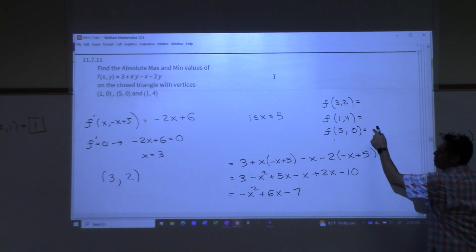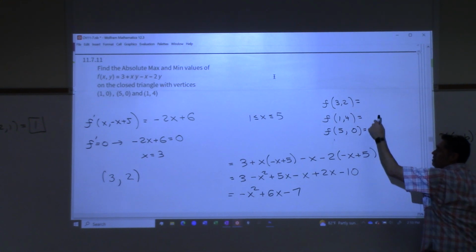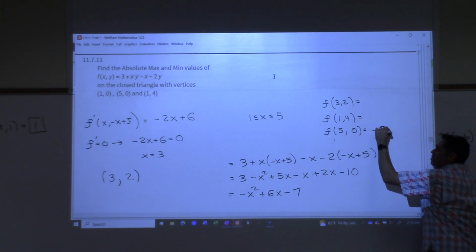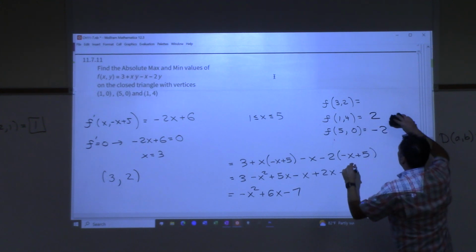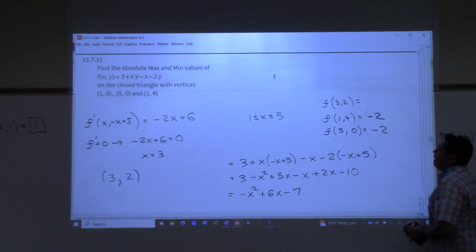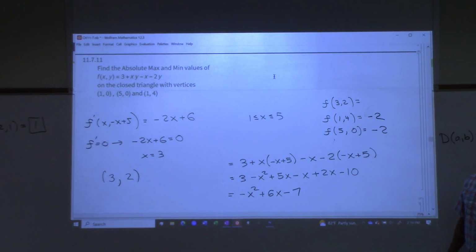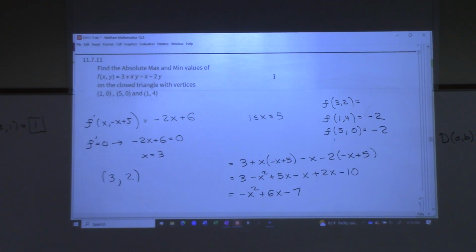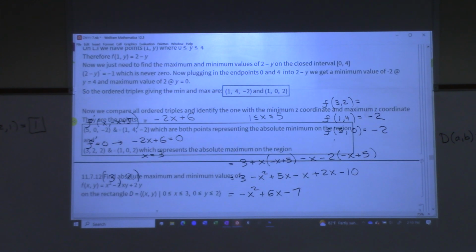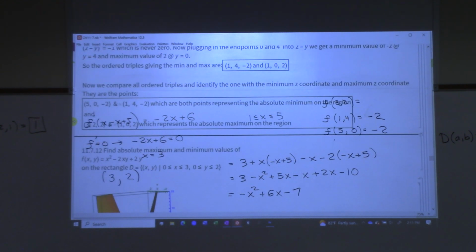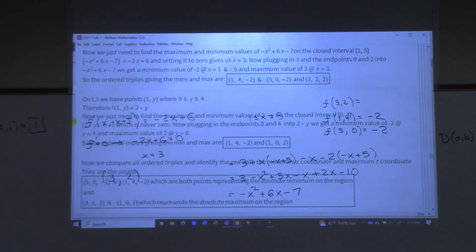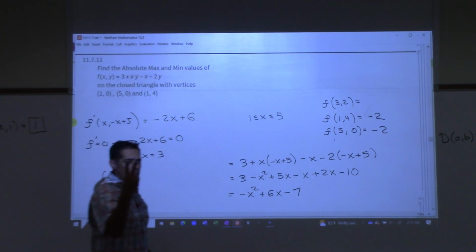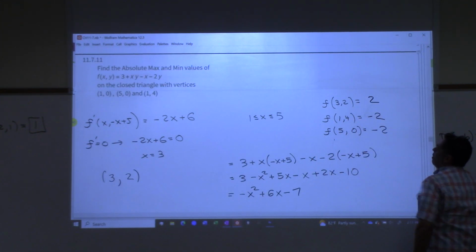Okay, I already did these. What were they again? These two bottom ones? At 1, 4, we were at negative 2, and this one was also negative 2. Okay. And then 3, 2, we haven't done that one, have we? I think this is where we're going to have an absolute maximum. No, maybe not. It's 3, 2, 2, isn't it? When you plug in 3, 2, you get 2.